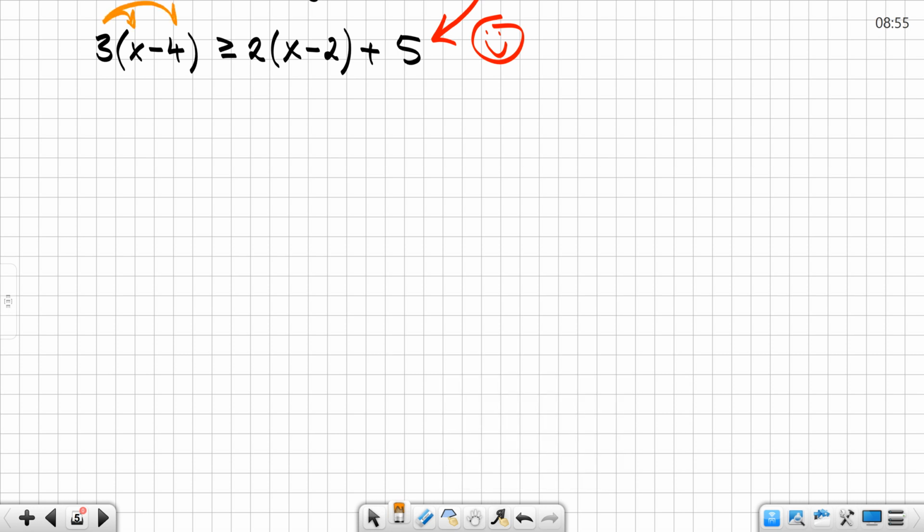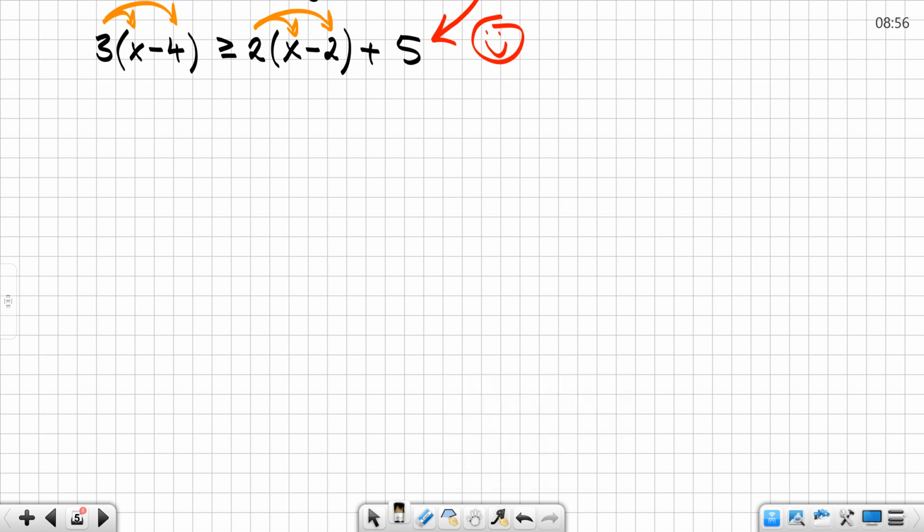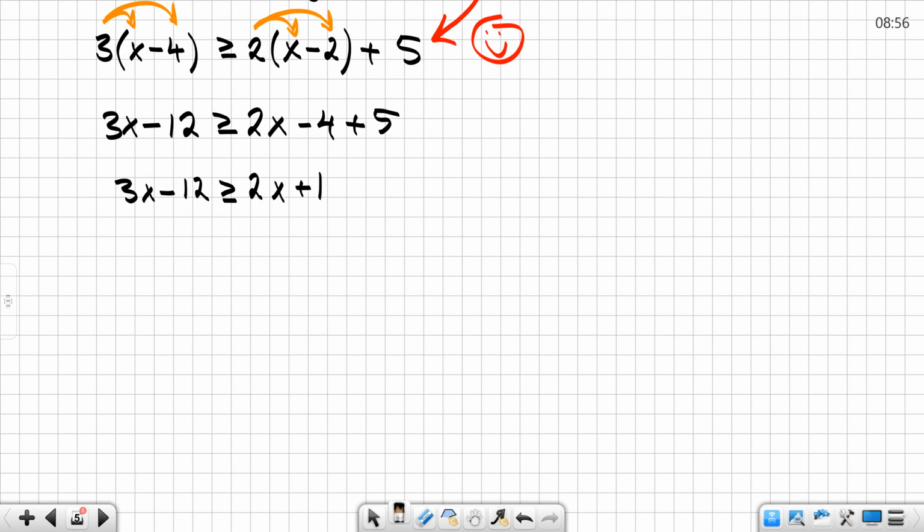The first thing that I have to do is to simplify both sides. On the left side I have parentheses. On the right side I have parentheses. And that means I need to open them up using the distributive property. 3 times x is 3x. 3 times a negative 4 is a negative 12. 2 times x is 2x. 2 times a negative 2 is a negative 4. I'm still not simplifying because on the right side I have two constants that can be combined as well. I have negative 4 plus 5, that would be positive 1.